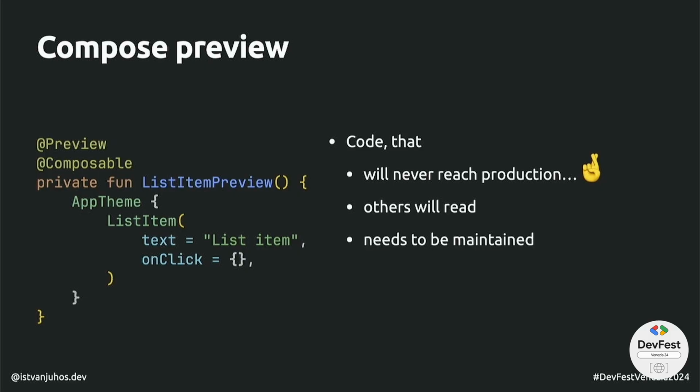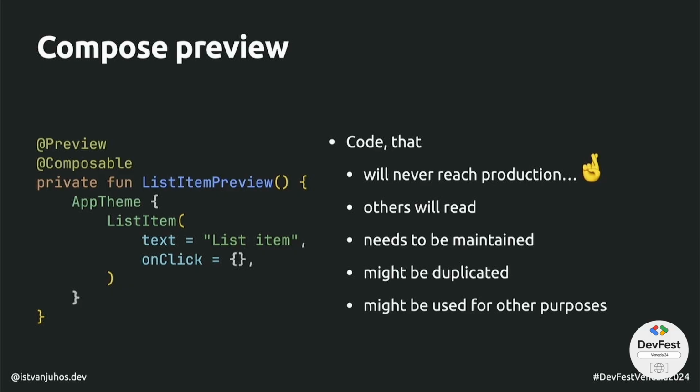Also, it's code, so it needs to be maintained. It will be there in your code base. People need to review it when it gets into your code base. So again, this is code that needs work. Also, this code might be duplicated. So if you write something stupid there or something really exotic, that might be duplicated by future developers, or even you, if you have the tendency to do that. And also, this is code that we might use for other purposes, like generating a showcase from the previews, or UI testing, and so on and so forth. There are a lot of things. We'll touch on that later.